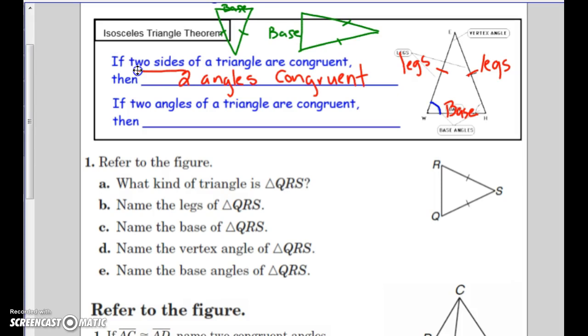So this is my base, so these two right here are going to be the two angles that are congruent. Because if two sides are congruent, two angles are congruent. Then if two angles are congruent, two sides are congruent. Very good.